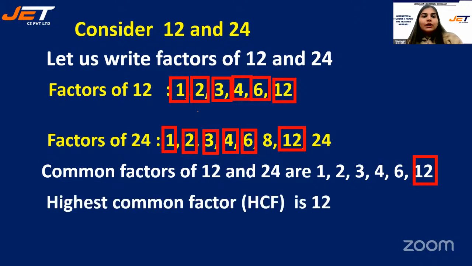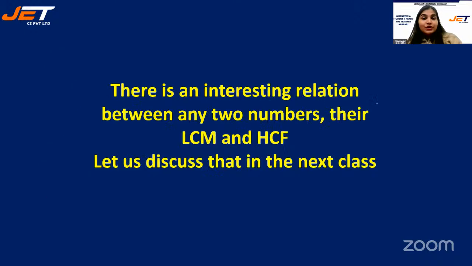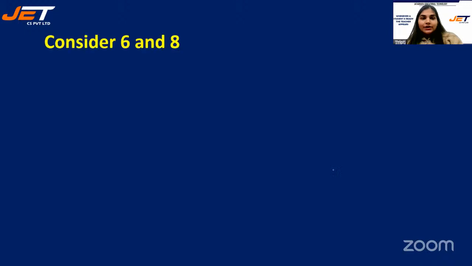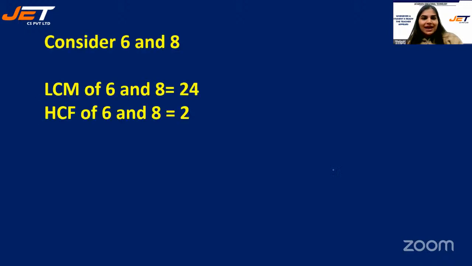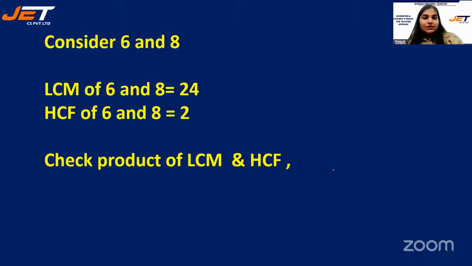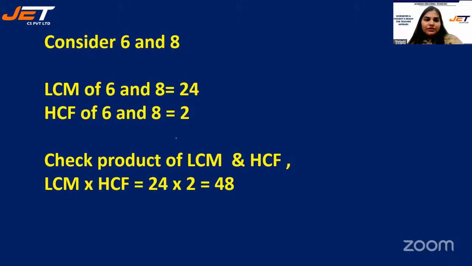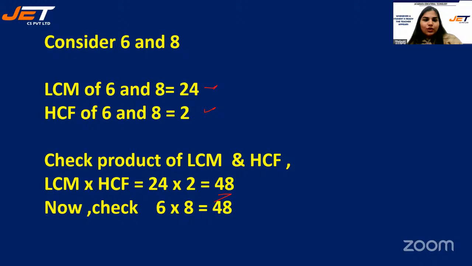Now, let me tell you that there is an interesting relation between any two numbers and their HCF and LCM. Here, 6 and 8. LCM of 6 and 8 is 24, and HCF of 6 and 8 is 2. Now, we will check the product of their LCM and HCF: 24 times 2 is 48. And what is 6 times 8? This is the first number and this is the second number. 6 times 8 is 48.